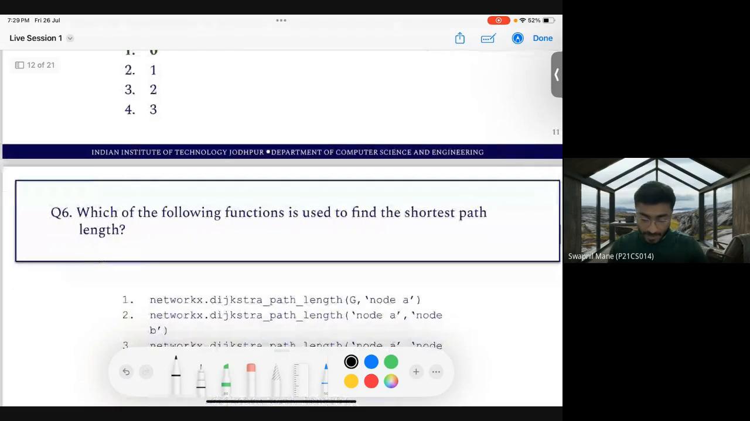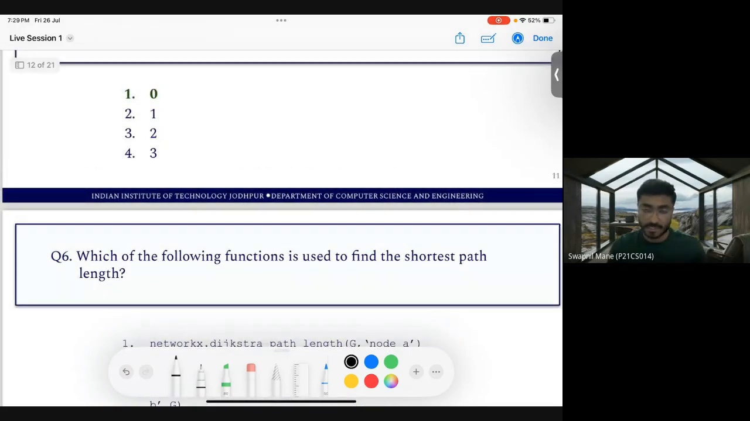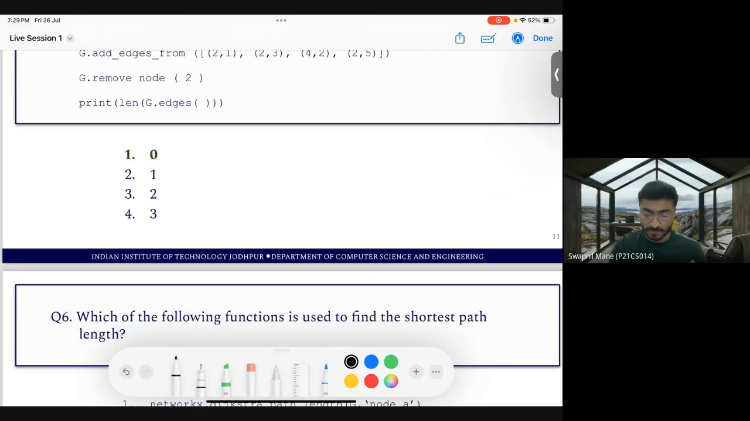So we have already discussed that, and for the shortest path, Dijkstra's algorithm is utilized from the networkx library. For finding the shortest path, we require three values. First, the shortest path is found between a single source node and the destination node, right? These two nodes are required. We need to pass them to the function, right?